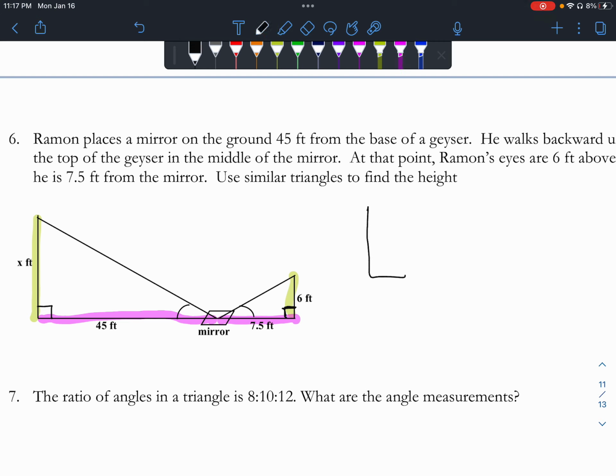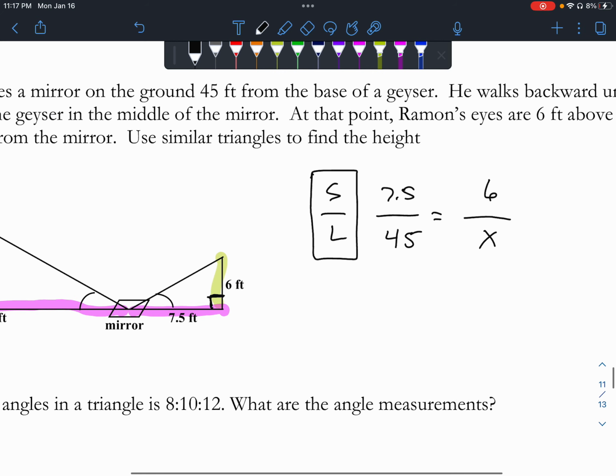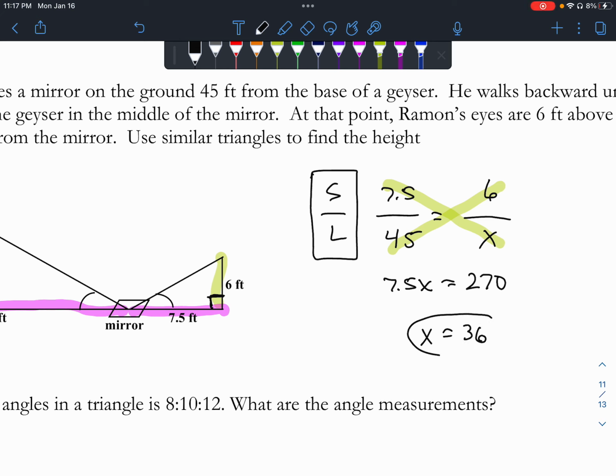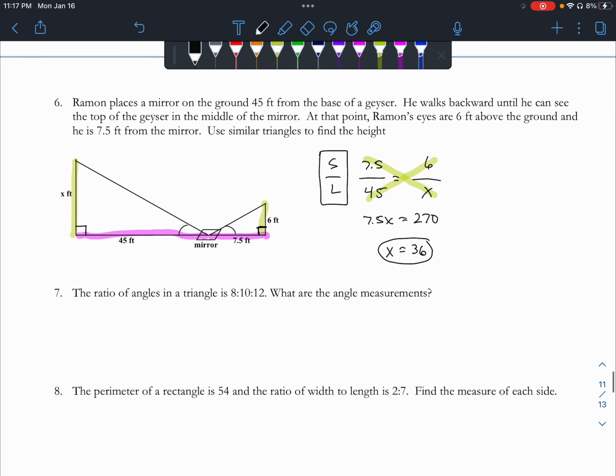Again, if I was going to go from a small triangle to a large triangle, the measurements that I see: I have one that is 7.5, larger triangle is 45, small triangle 6, large triangle x. Cross multiply, 7.5x should give me 270. After I divide those out, you do get a nice answer of just 36 for that missing x value.